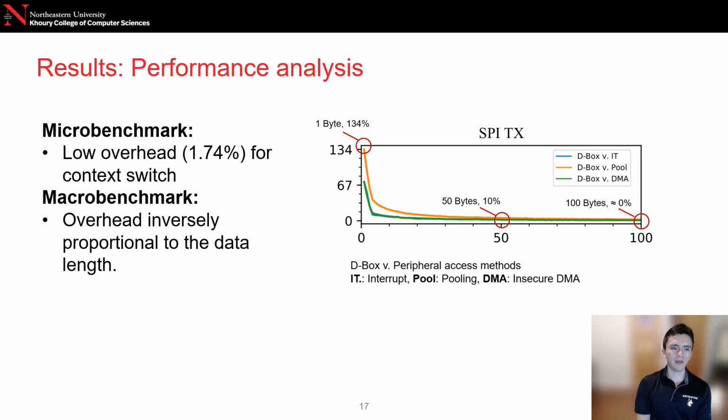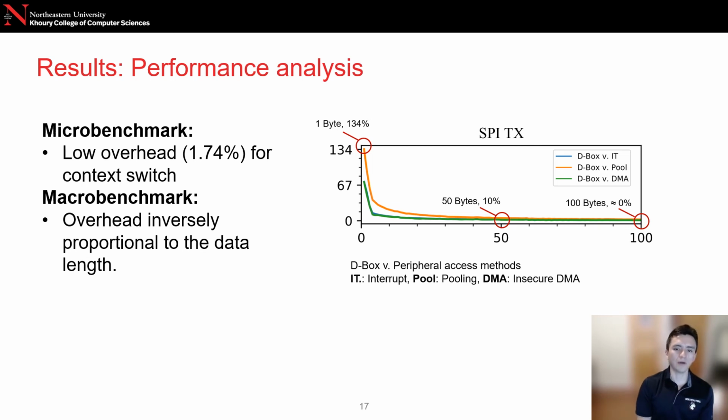For performance analysis, we conducted a micro benchmark which analyzes the impact of DBox on the kernel operations. Specifically, we observe a low overhead of 1.74% for the context switch routine. Also, we conducted a macro benchmark, which are operations reading and writing from peripherals through the DMA controller. Here we observed an overhead inversely proportional to the data length.